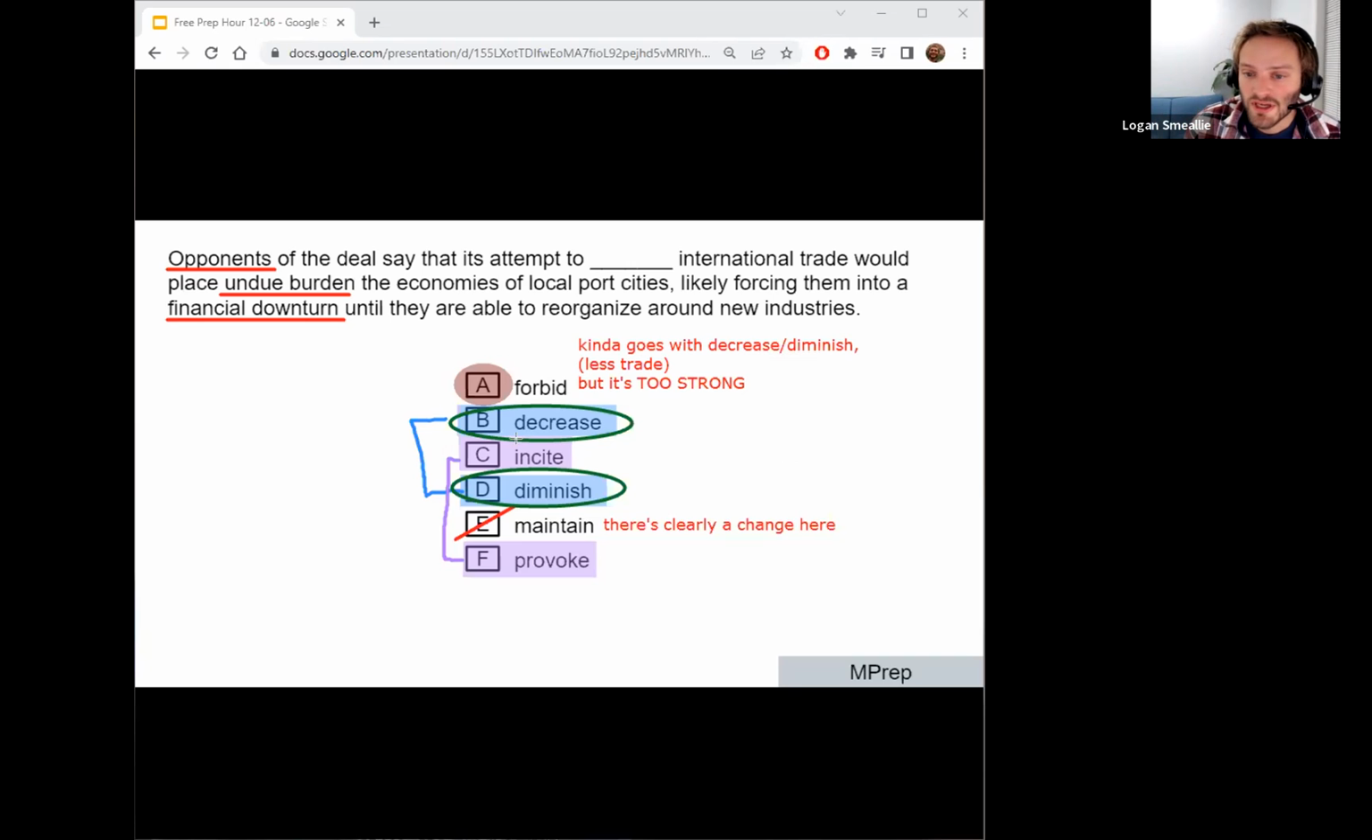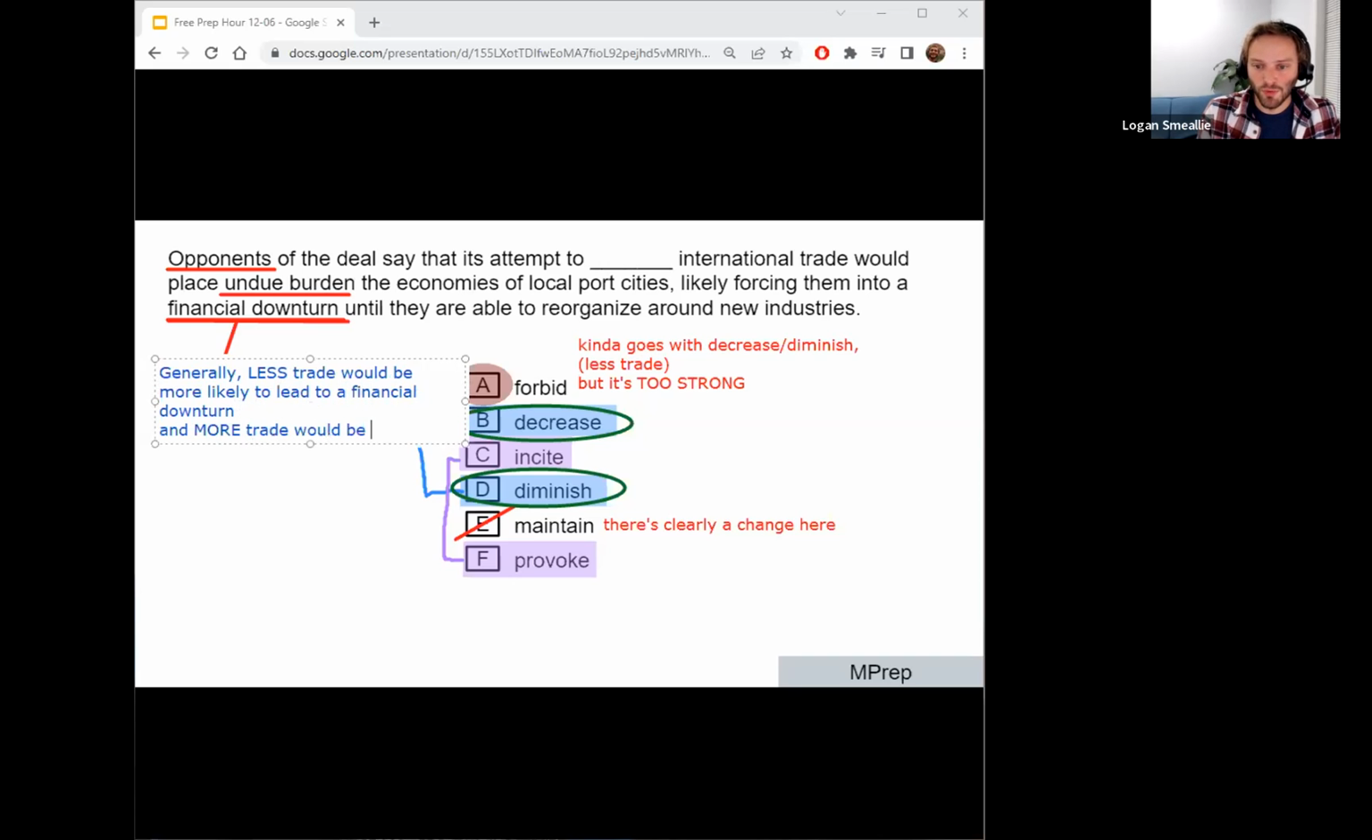I was thinking kind of what I said about what led us into forbid, that if there's a financial downturn, generally less trade would be more likely to lead to a financial downturn, and more trade would be more likely to be good, to be economically good, economically helpful. That's what I was thinking.